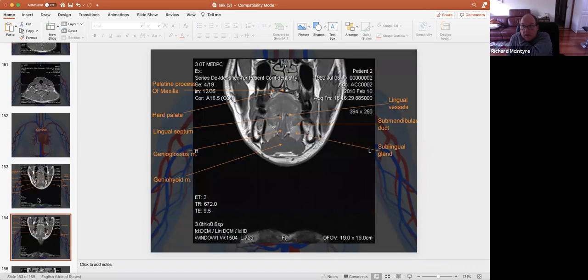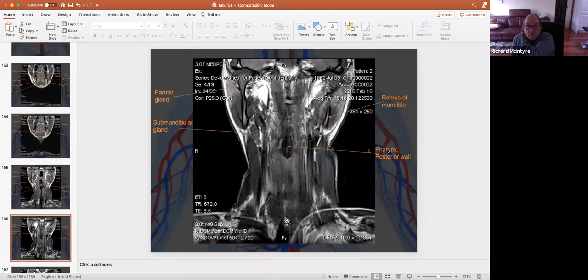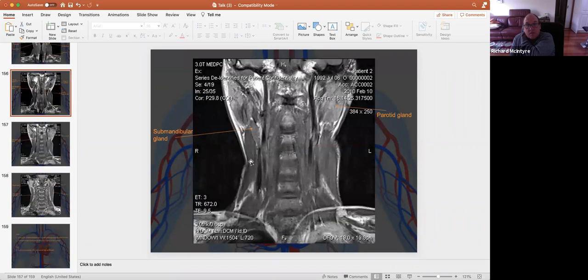Similar to the slides that we saw, we've got the different nasopharynx, oropharynx, hypopharynx. We can see the epiglottis from a coronal view, and of course we see the uvula and the trachea. Okay, parotid. We can work out the parotid and the sternocleidomastoid muscles. We can imagine them on the other planes.